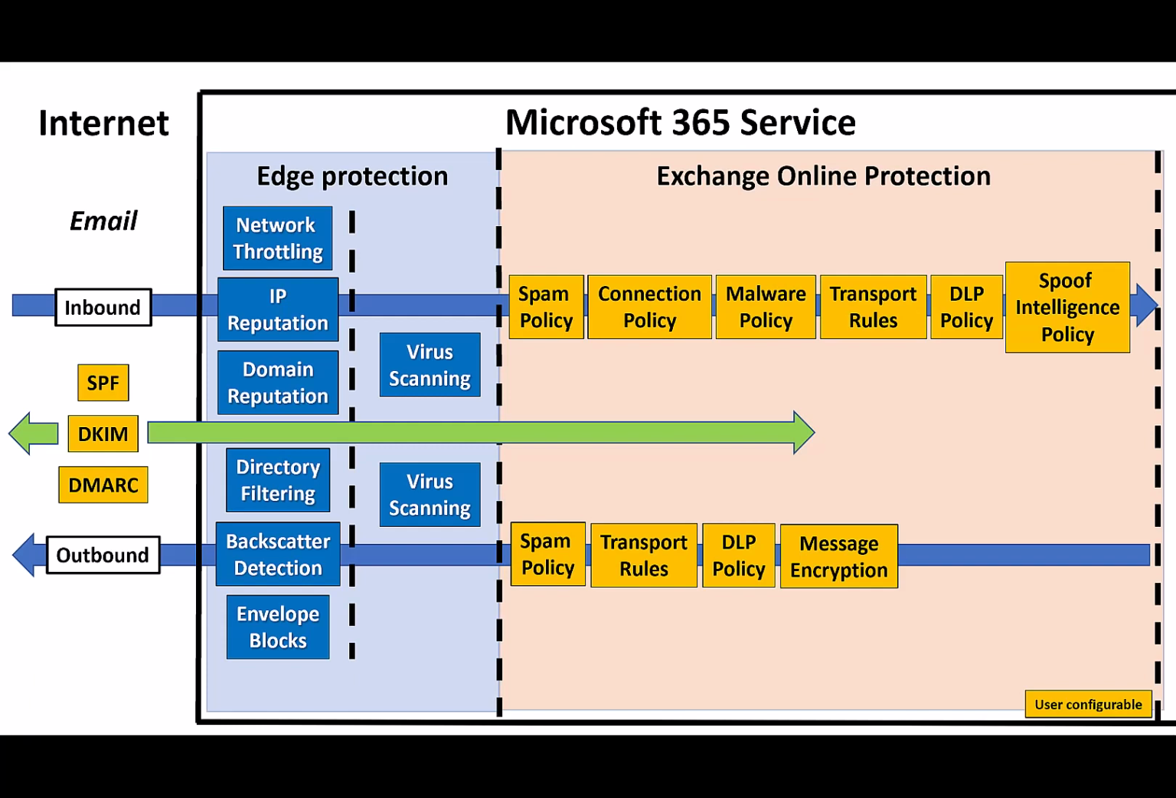Then when the email comes in, it goes through a number of protection technologies provided by Microsoft. There's no configuration that can be done inside the user tenant around this. This is Microsoft's inherent protection for emails. Then we go into policies and protection that the user can configure. Now, I have spoken about the spam policy and the connection policy in a previous video, which I'll make sure that I do link to this one.